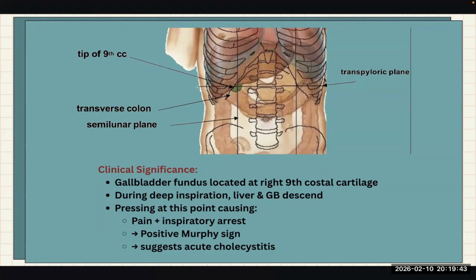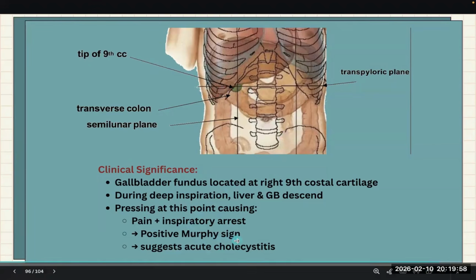Because as physicians, you see a patient coming in with pain, okay? What you're gonna do is tell them to take a very deep breath and you're gonna push down. If you push down and it hurts, if they feel pain, then we say that this is Murphy's sign. Murphy's sign is very high yield, so keep that in mind, okay? And it suggests cholecystitis. So Murphy's sign, remember it. You push down and he feels pain, okay?